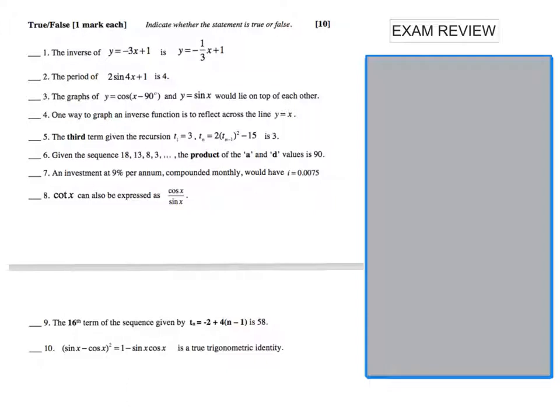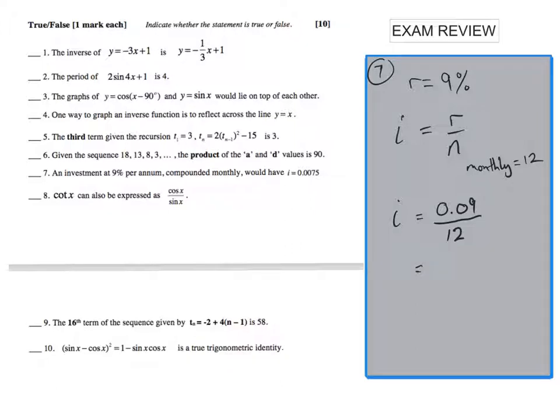So question 7 talks about the I value, 9%. So we know that R equals 9. And I is the value of R divided by N, where N is equal to monthly, so N equals 12. So I will be 0.09 divided by 12, which equals 0.0075. So this is true.